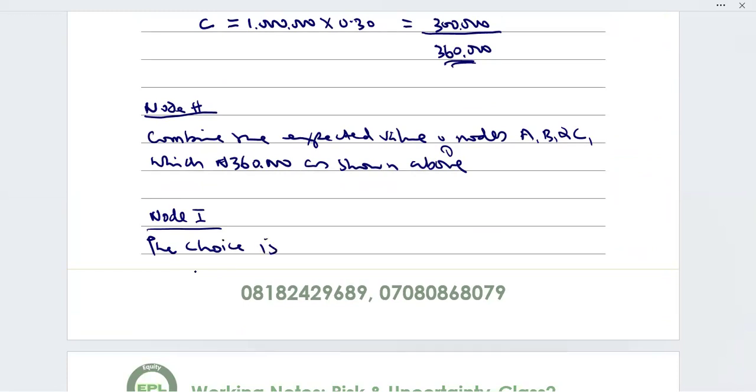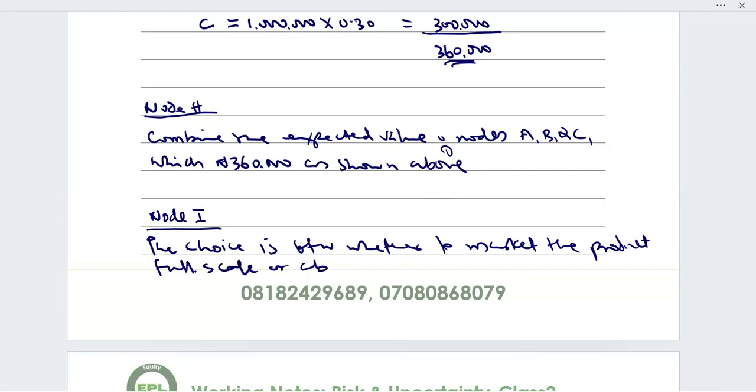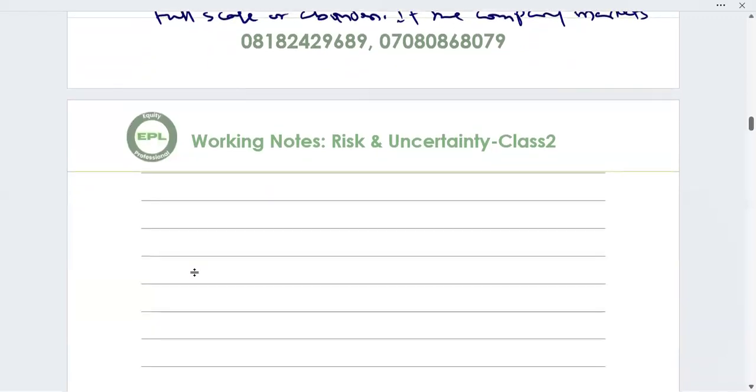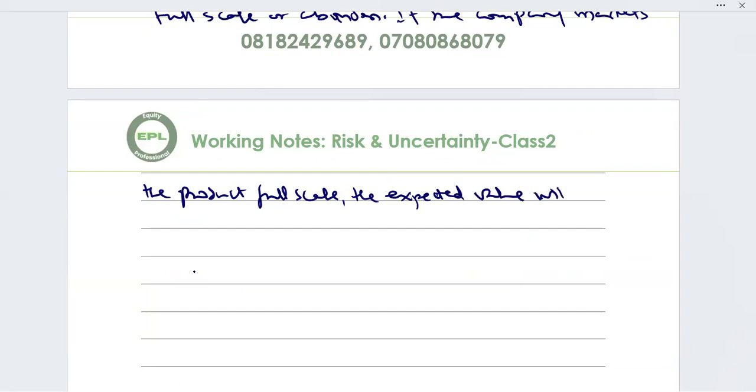The choice is between whether to market the products full scale or abandon. If the company markets the products full scale, the expected value will be 360,000 naira.